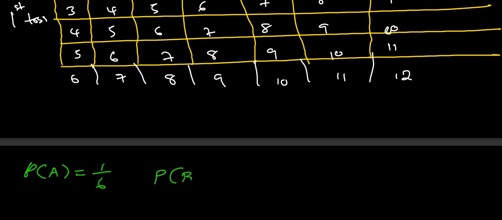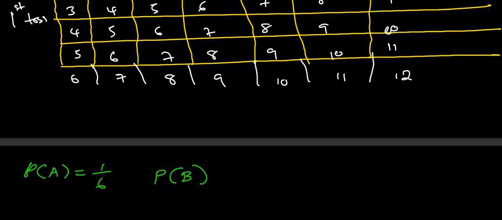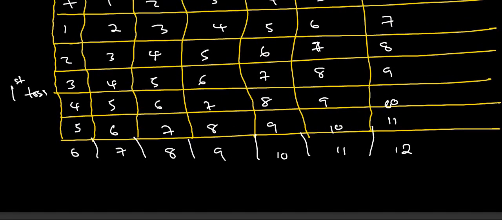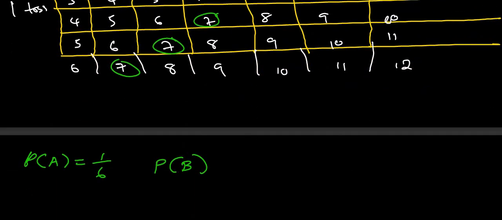Then the probability of the event B happening. They say the event B is what? The total being 7. So how many times do we get a total of 7 between the first toss and the second toss? We're going to get 1, 2, 3, 4, 5, 6, from 36 chances, right? So that's going to be 6 over 36, which is 1 over 6 as well.